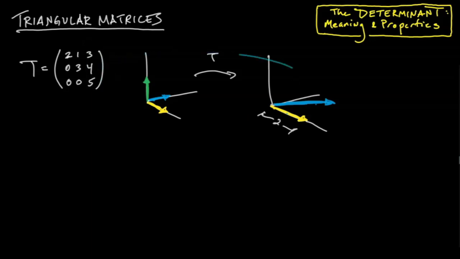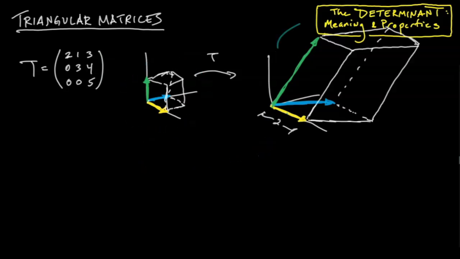In our case, it ends up at 3, 4, 5. Now, those standard basis vectors determine a unit cube, whereas their images determine a parallelepiped. And of course, the volume of that parallelepiped is the determinant of T. Well, that's going to be true for any matrix. It doesn't have to necessarily be triangular for that.